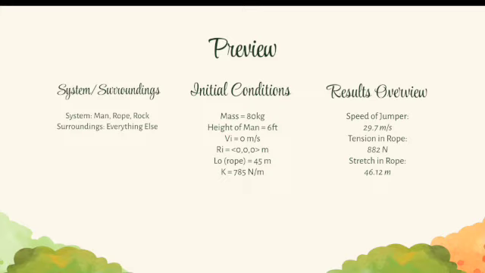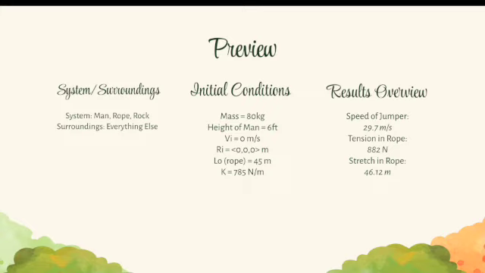For the preview, the system was the man, the rope, and the rock, and the surroundings were everything else. The initial conditions were as follows. The mass was 80 kilograms, the height of the man was 6 feet, initial velocity was 0, the initial position was 0 relative to what I was using to calculate, the initial length of the rope was 45 meters, and the spring constant of the rope, according to Google, was 785 newtons per meter. And this was just saying an average rock climbing rope, the spring constant of that.